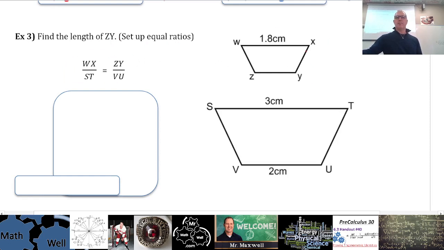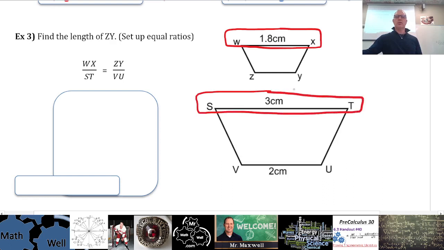I have two trapezoids here, and it is pretty obvious that WX, this side of 1.8 centimeters, corresponds with ST. You guys see that? Those are the corresponding sides in each figure. Okay, they're not the same length, but they correspond to each other. They're in the same position relative to all the other aspects of the figure, if you want to put it that way.